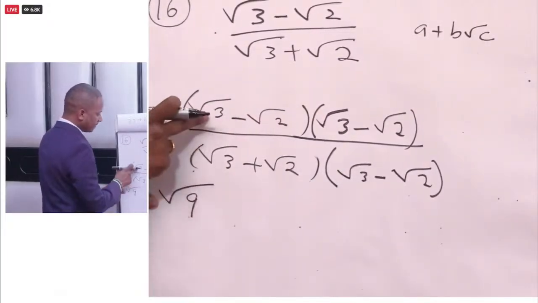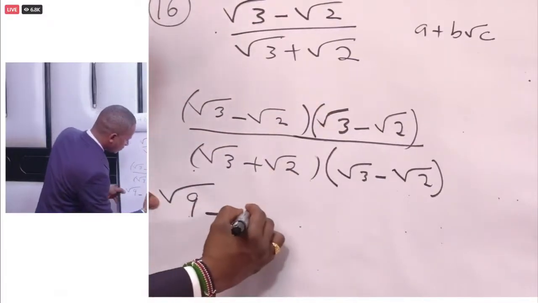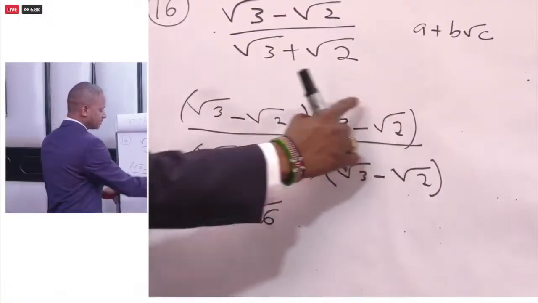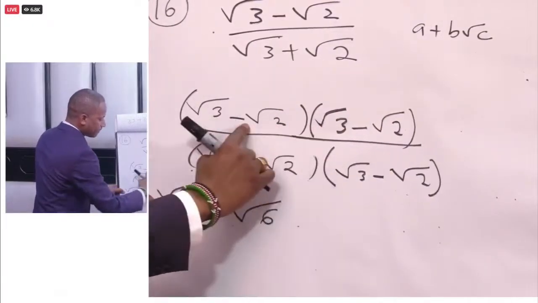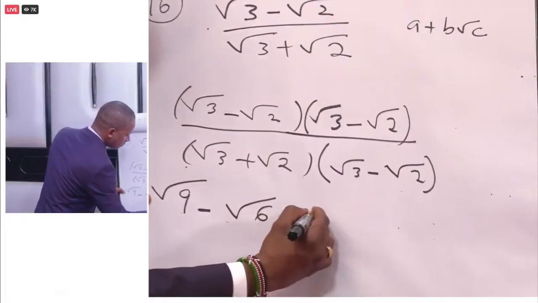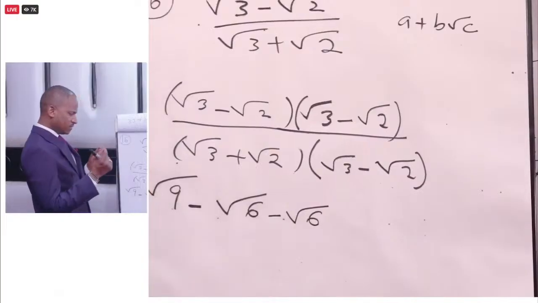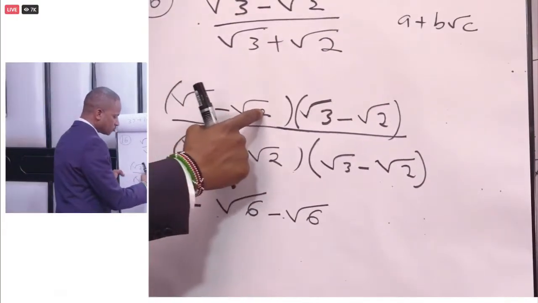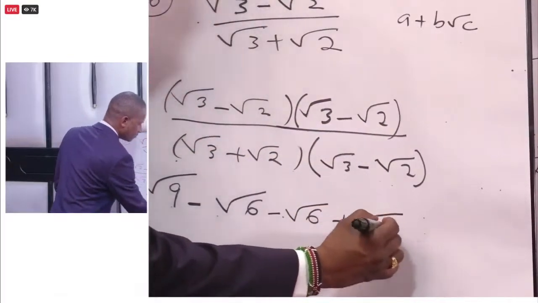Good. Then root 3 times minus root 2 is minus root 6. Class, so root 3 multiplies this, then minus root 2 multiplies this. Then you come here. Then minus root 2 times root 3 is minus root 6. You just multiply what is inside, you retain, but you be careful about the signs. Then lastly, minus root 2 times minus root 2 is plus root 4.